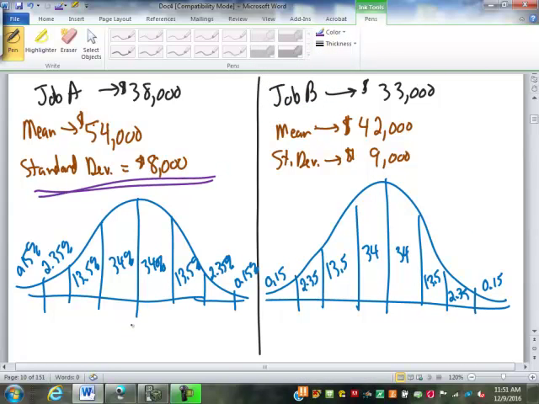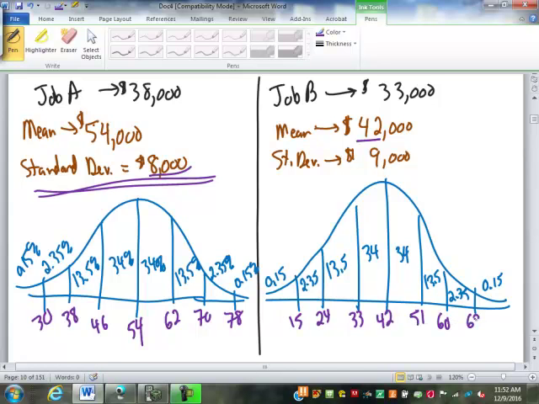In this area, the mean is the 54,000. I'm just going to put in 54. And a standard deviation of 8, so I'm going to subtract 8. So this would be 46, 38, and 30. Adding 8 going this way would be 62, 70, and 78. Over here, the mean is 42, so 42 is going in the middle. Standard deviation of 9, so I'm going to subtract 9. So 33, 24, and 15. Adding 9 would be 51, 60, and 69.